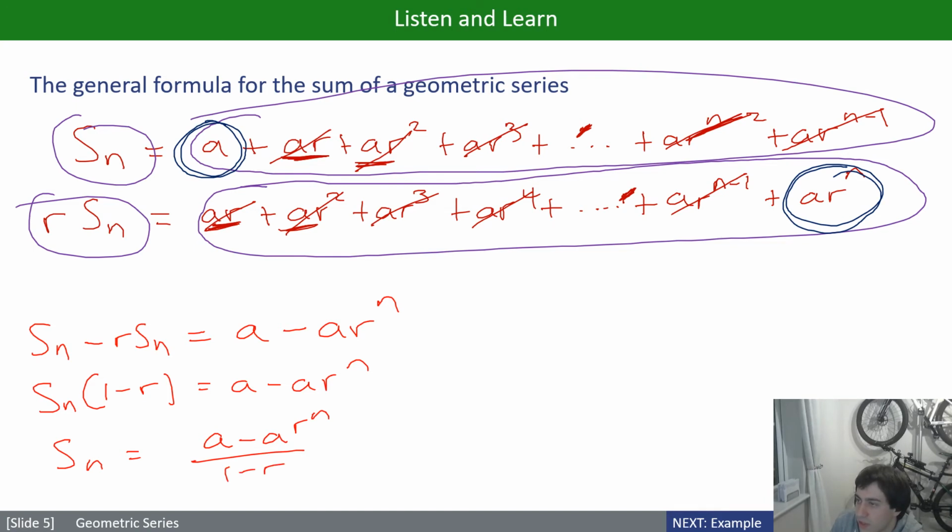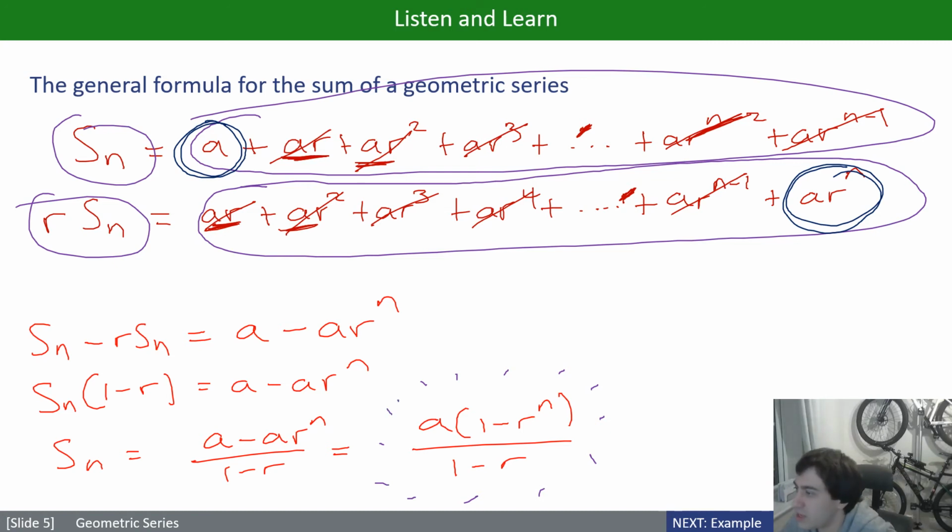And then as a final step, I'm going to take out that a because it's common at the top. So we get a times 1 minus r to the n all over 1 minus r. Okay, and we've done it. This is our formula for Sn. Okay, the sum to n terms of a geometric sequence is that.